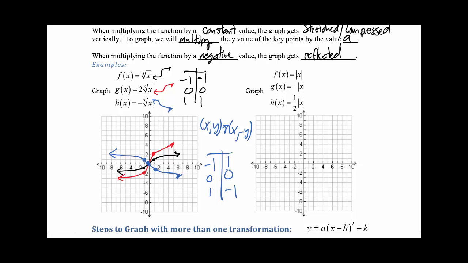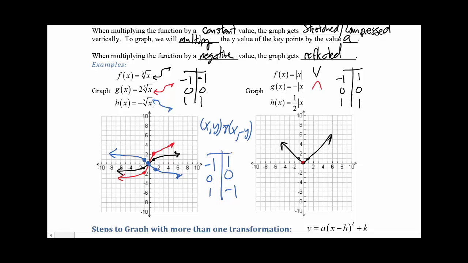All right, let's look at the absolute value. Our key points would be negative 1, 1, 0, 0, 1, 1. It goes there, there, and it looks like the V. Okay, I'm going to do the red. Again, I kind of looked at the negative 1. That's just going to make it opposite.